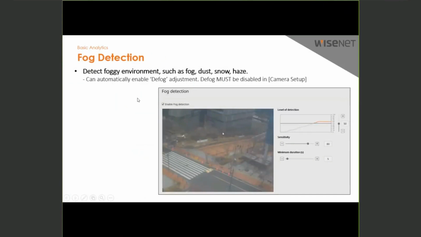Fog detection. So it can detect foggy environment such as fog and dust and snow and haze. And also same as defocus detection, our camera have defog function, software defog function. So if you enable this defog adjustment, then after this alarm triggered, automatically it will turn on this defog function. Defog function must be disabled before if you are using this defog alarm.